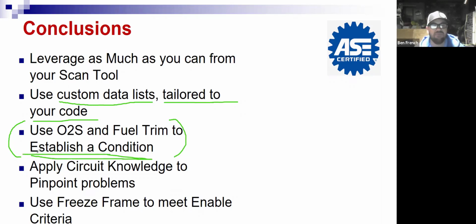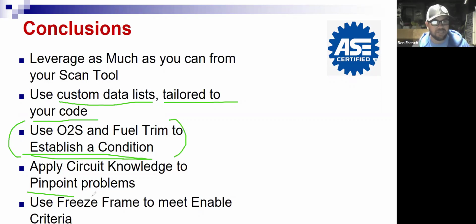I have a lean running deal. So maybe I have something as simple as a restricted fuel filter or a fuel pump that is starting to fail. So you could use the O2 sensor information along with fuel trim, and we'll get more into fuel trim in our next class session to expand on that a little bit more, to really establish a condition. Am I running rich or am I running lean?